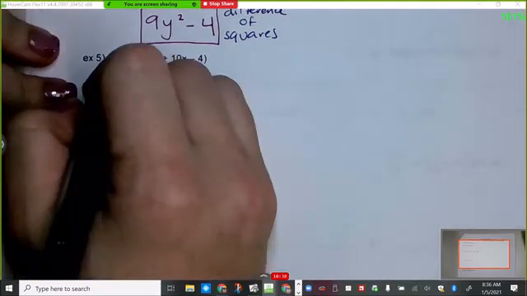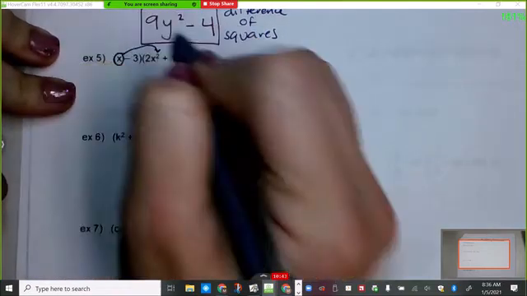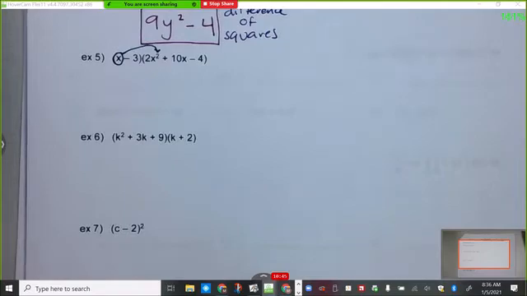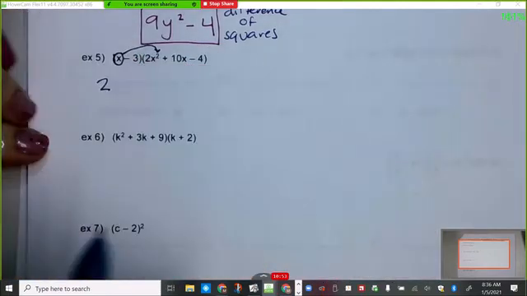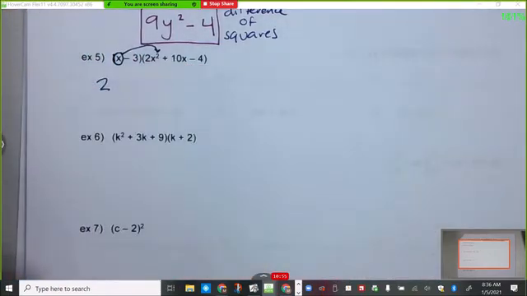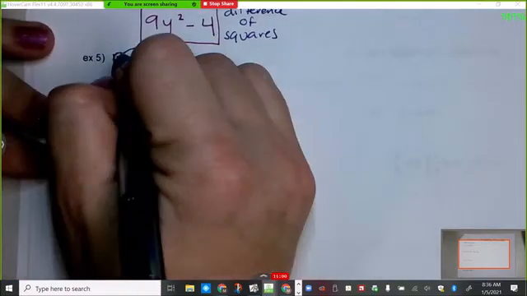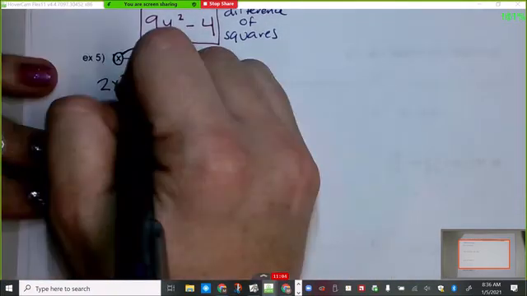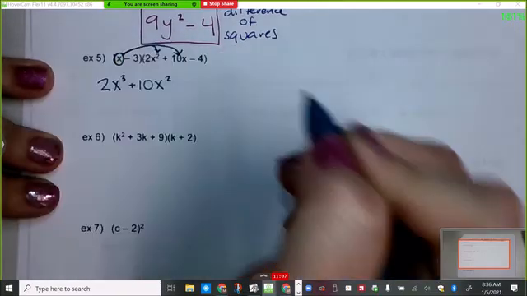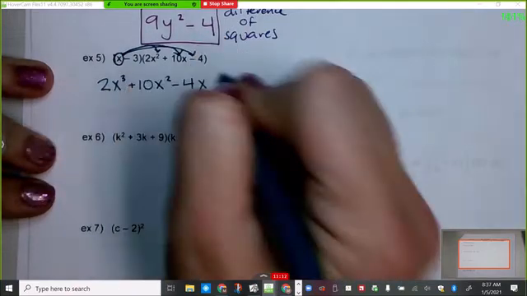So I'm going to take my first term, and I'm just double distributing again. What's x times 2x squared? Technically, this is 1x, right? 1 times 2 is 2. What's x times x squared? X cubed, right? Then I have x times 10x, and it's going to be positive 10x squared. And then I have x times negative 4, which just gives me negative 4x.